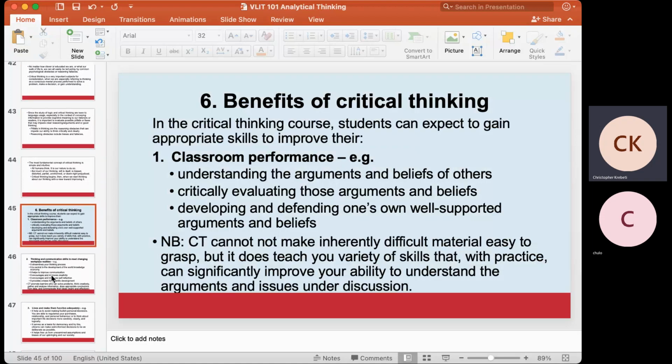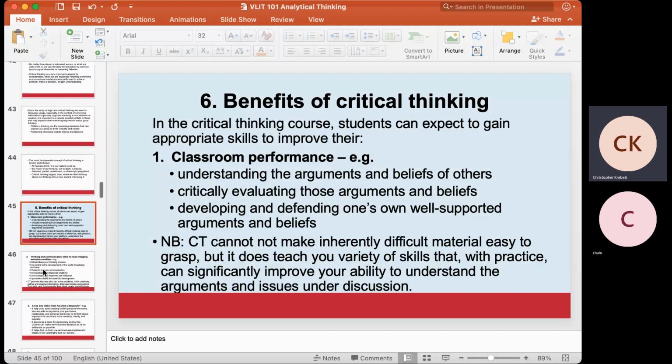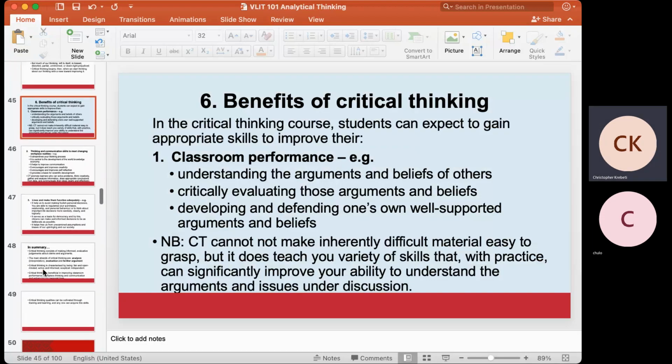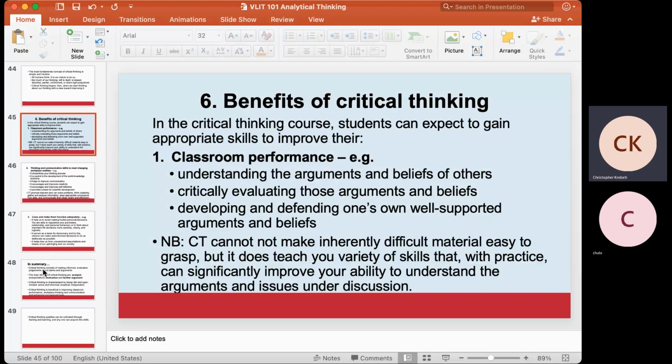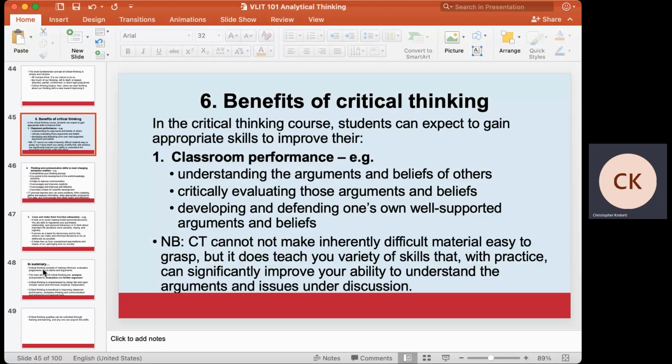The first one is the classroom. It enhances our classroom performance, because you'll be able to perform well in the classroom, in your lectures, in your academic work. You'll be able to do well. So in classroom performance, you are able to understand the arguments and beliefs of others. You are critically evaluating those arguments and beliefs. You are developing and defending your own well-supported arguments and beliefs. So it enhances your mind. It enhances your abilities. So when you are approaching any text, you are approaching examination issues, you are going to stay on top of the issue.